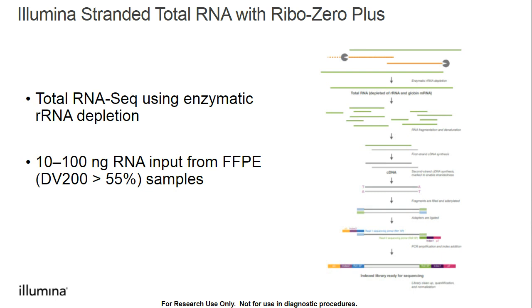And here we can use 10 to 100 nanograms of RNA from FFPE, but we need to make sure that it has a DV200 value of greater than 55%. So we want to do the RNA input QC with that Bioanalyzer, Fragment Analyzer, or TapeStation trace, and make sure that we're using, these would be medium to high quality FFPE input.